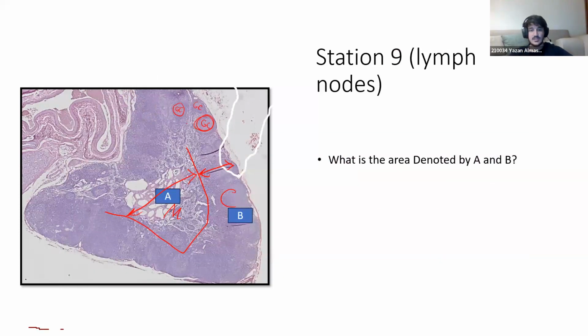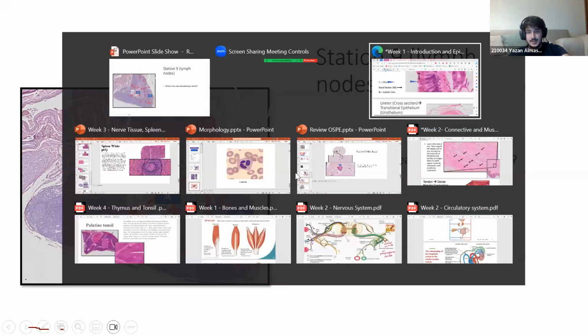So someone is asking, can you tell me what's A and B again? So A is the medulla. By the way, everything in the slide is written in the notes, all the answers are in the notes. And B is the cortex. And I'll provide you with the slides after I finish. Okay.